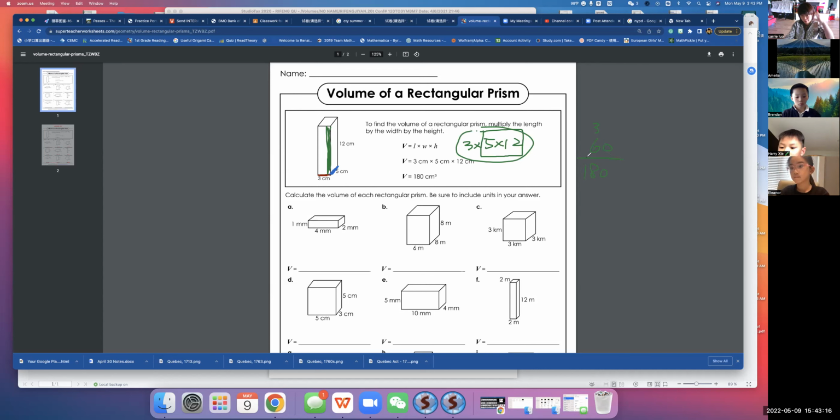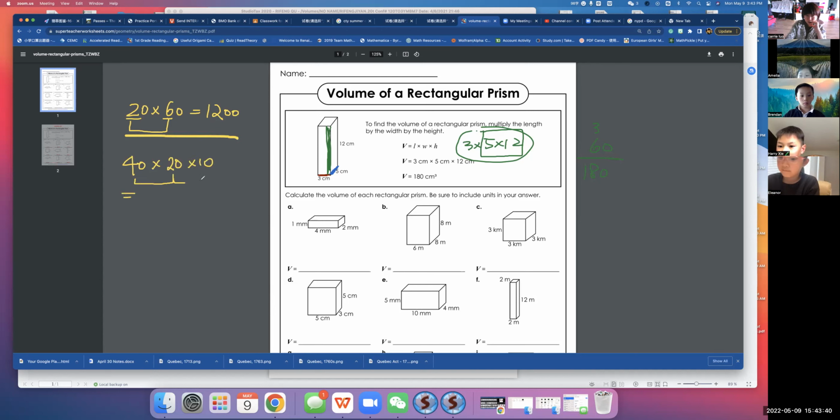So last week we learned how to calculate numbers with a 0. For instance, 20 times 60. We just know 2 times 6 is 12, so put the 0s on, and it's 1,200. Very good. Okay, so if you have 40 times 20 times 10, all you need to do is multiply all the numbers: 4 times 2 times 1 equals 8, and put 3 zeros on top of it.